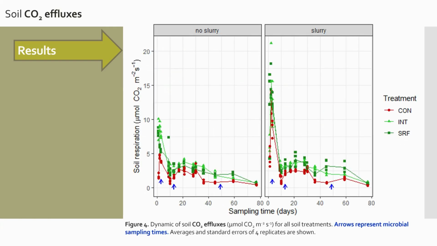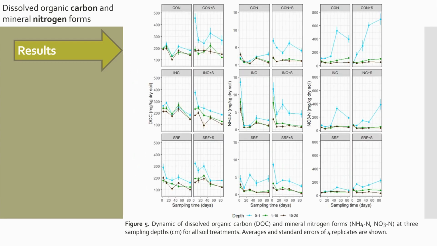So, the results have shown that incorporation of straw into the soil induced higher soil respiration than surface-applied straw and control in the first 3 days of the experiment. Respiration rates in control remained the lowest throughout the experiment. Slurry addition increased soil respiration in all treatments, regardless of straw management. Dissolved organic carbon and inorganic nitrogen contents were increased in straw-amended treatments compared to control.